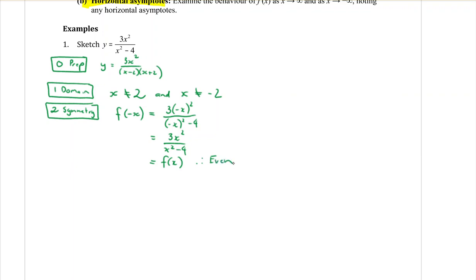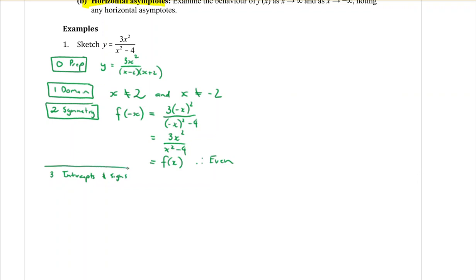So my graph will have to be perfectly symmetrical over the y-axis. Okay, it's good to know. Step 3 is the intercepts and signs.